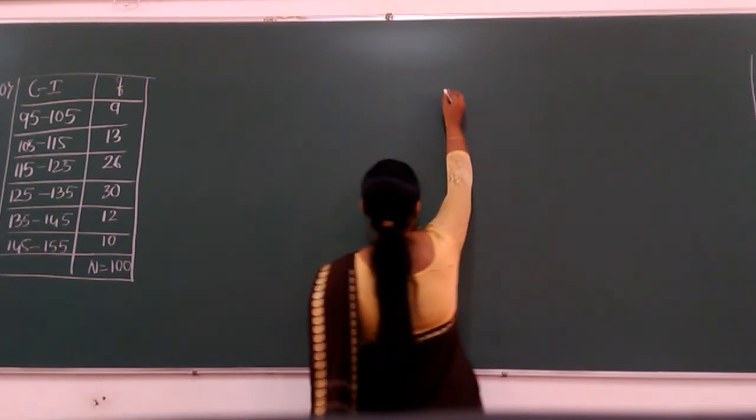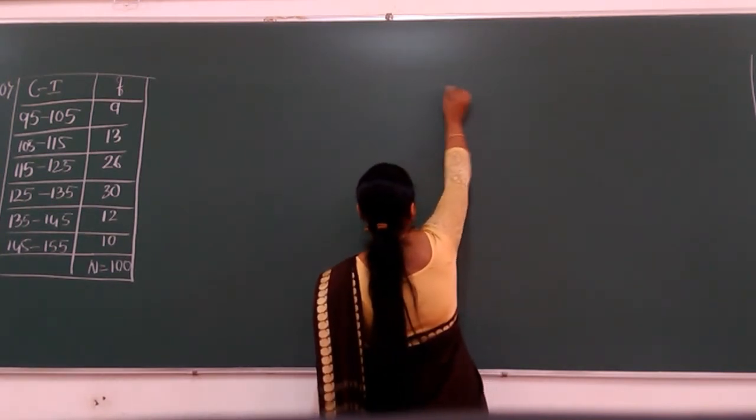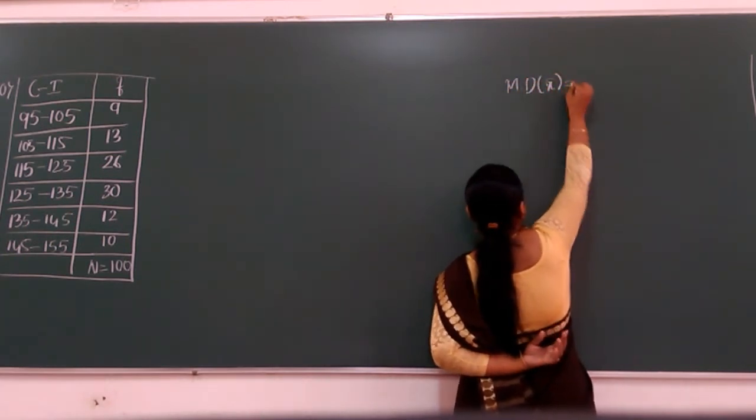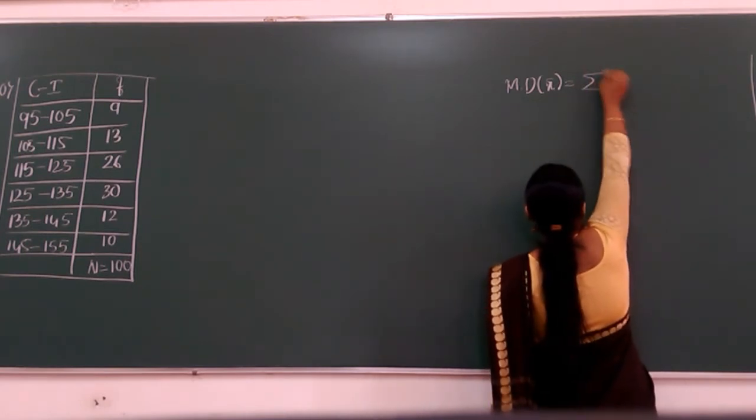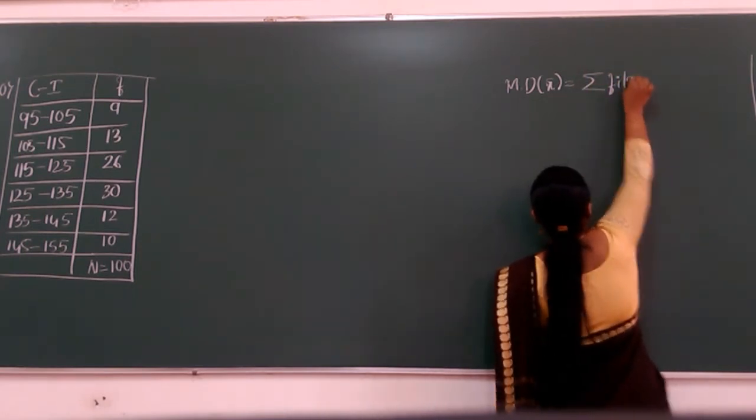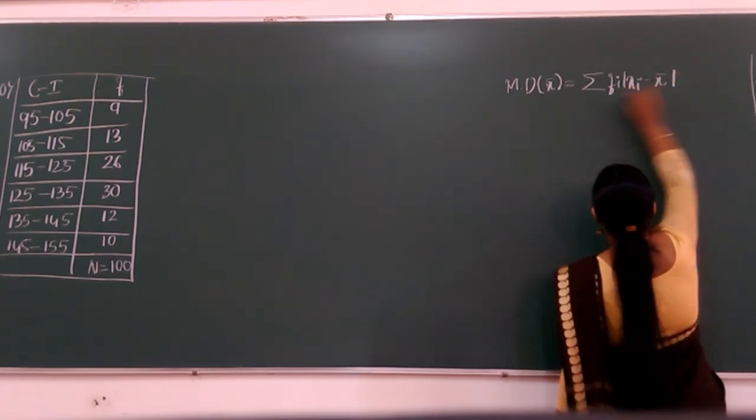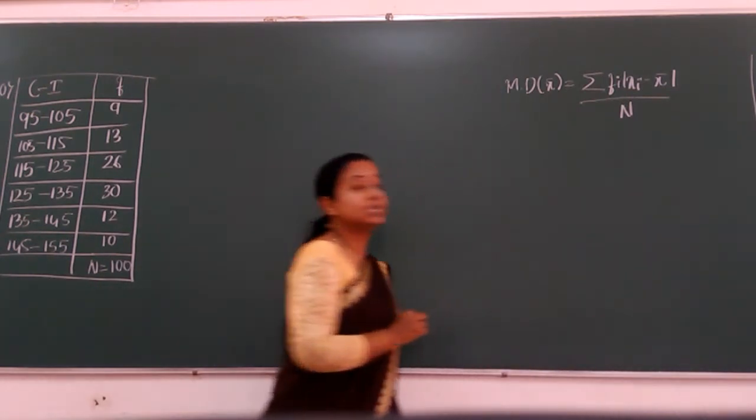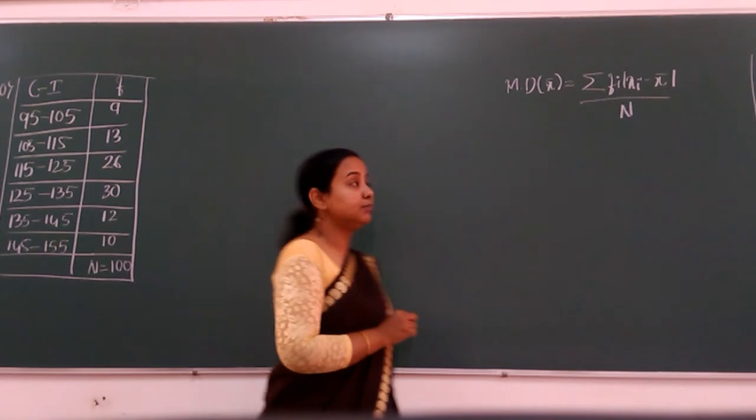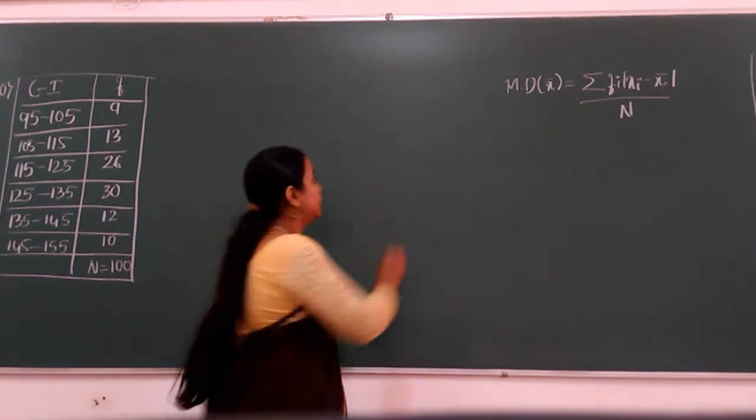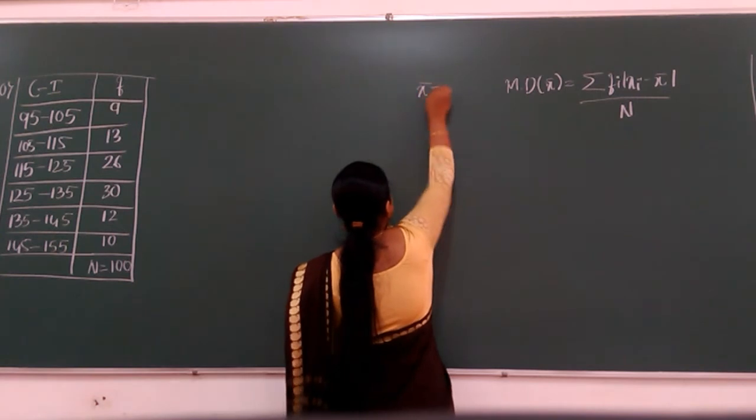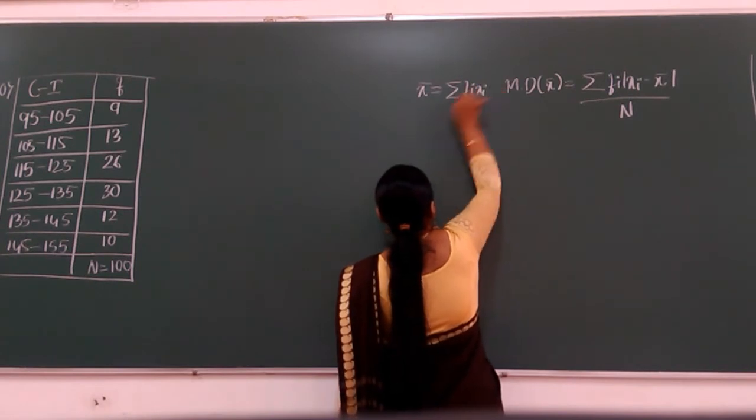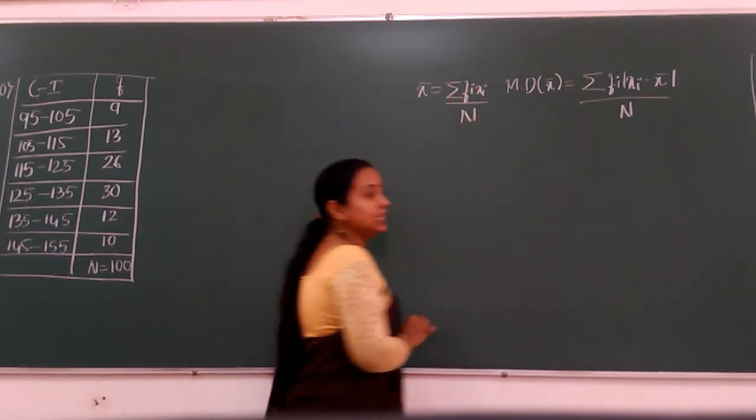Before that, let us write what you have to calculate. You have to calculate the mean deviation about mean. And what is the formula? Sum of fi into modulus of xi minus x bar divided by capital N. This is the mean deviation about mean. But to calculate this, we need the mean. And what is the mean for a continuous data? It is the sum of all fi into xi divided by capital N.